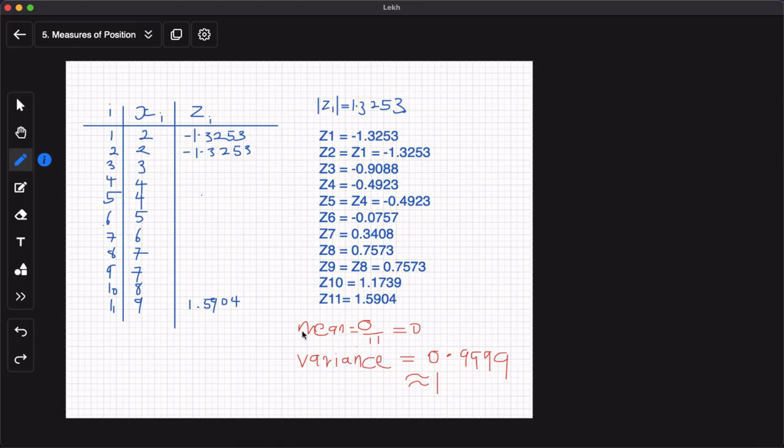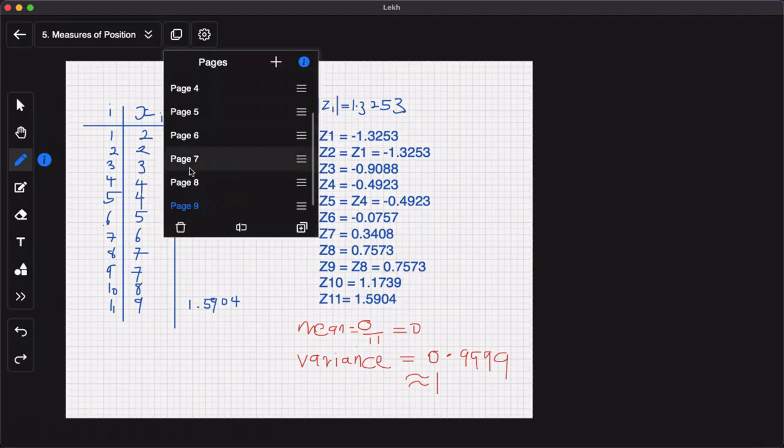Okay, now if you take time to add everything that you have here, you will have a mean of 0. And then you will have a variance. If you calculate the variance, you will have 0.9999, something like that, approximately equal to 1. And the mean, if you calculate the mean, it will be 0. So, that is in line with our definition.